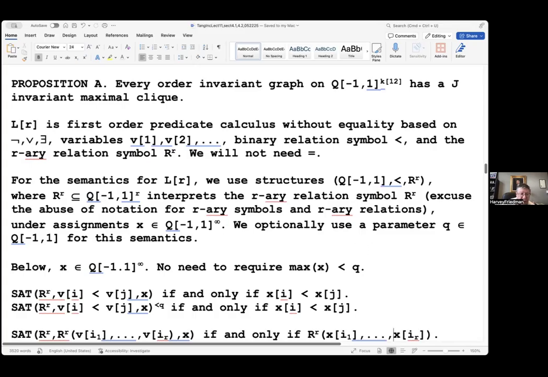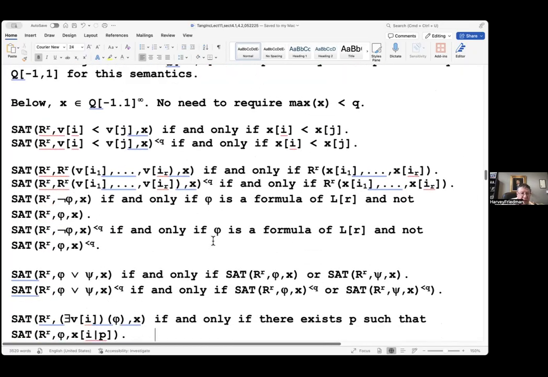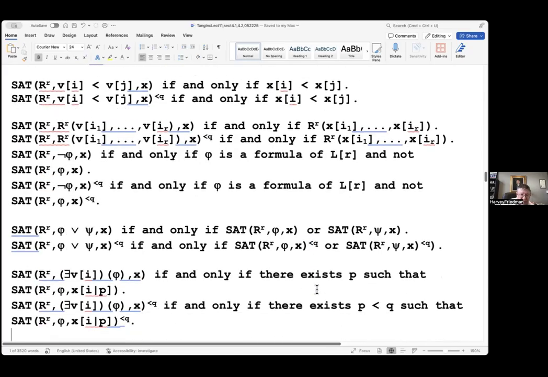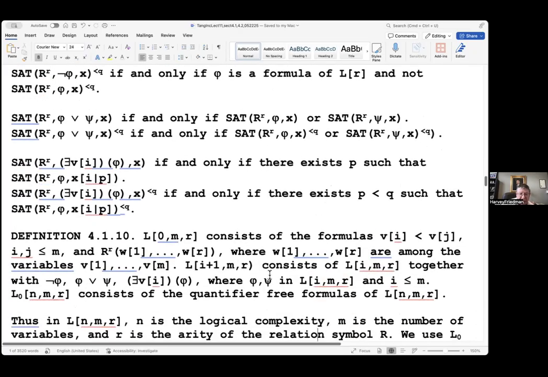And we optionally use, so the semantics is all clear, just Tarski's definition, but we also use a parameter Q for limiting the quantifiers. So you can see here, this doesn't do anything yet, because we're still in the atomic formula case. This doesn't do anything with the connectives. It doesn't have any effect with the disjunction case, but with the existential quantifier case, it kicks in here. There exists P less than Q.